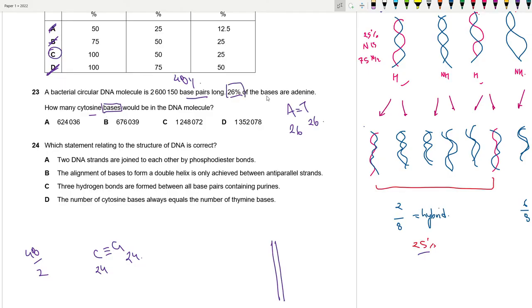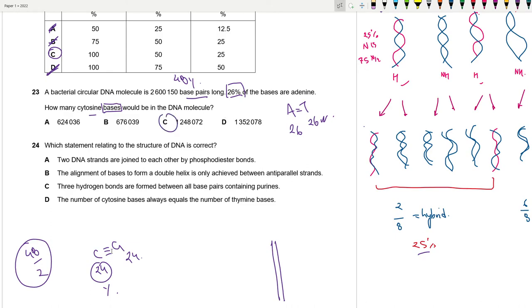Since 26% of the bases are adenine, 26% are also thymine. That means C and G are 48%. So C is 48 by 2, 24% of the total bases. If you multiply this by 24%, you're gonna get your final answer: 24 by 100 into 2600150 into 2. You're gonna get a final answer of 124807. Tricky. Most candidates would typically choose A here.